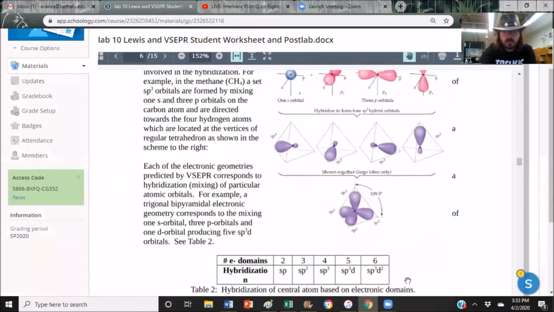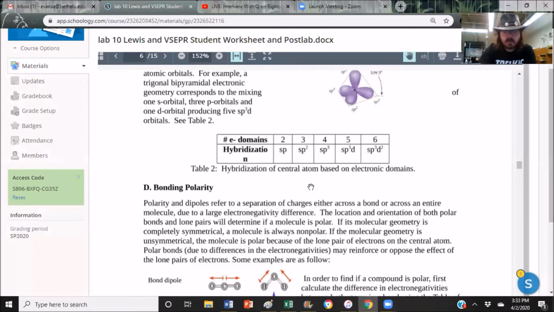So this chart right here, table 2, is used to determine the hybridization. You need to look at the number of electron domains, and that will directly determine the number of hybrid orbitals and what type of hybrid orbitals you have. So you literally, if you correctly determine the number of electron domains, you have that.